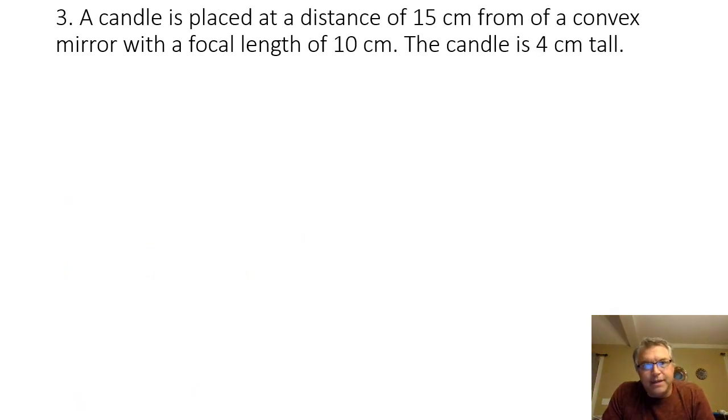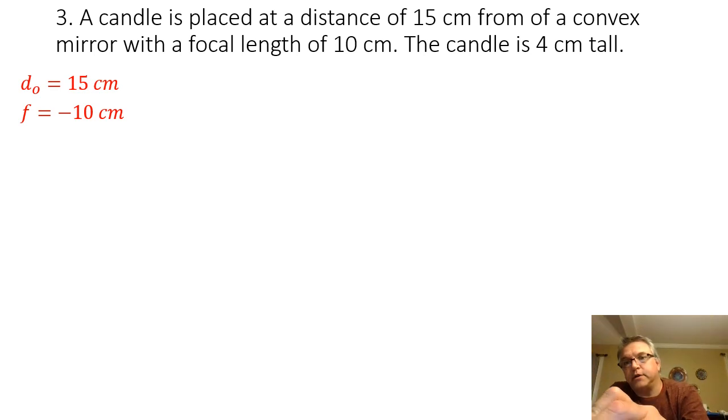Problem number 3. A candle is placed at a distance of 15 centimeters from a convex mirror with a focal length of 10 centimeters. The candle is 4 centimeters tall. So we are given our object distance, which is 15 centimeters, our focal length, which is negative 10 centimeters. It is negative 10 centimeters because we are dealing with a convex mirror, and in a convex mirror the focal point is behind the mirror, which gives us a negative focal length, and our object height is 4 centimeters.